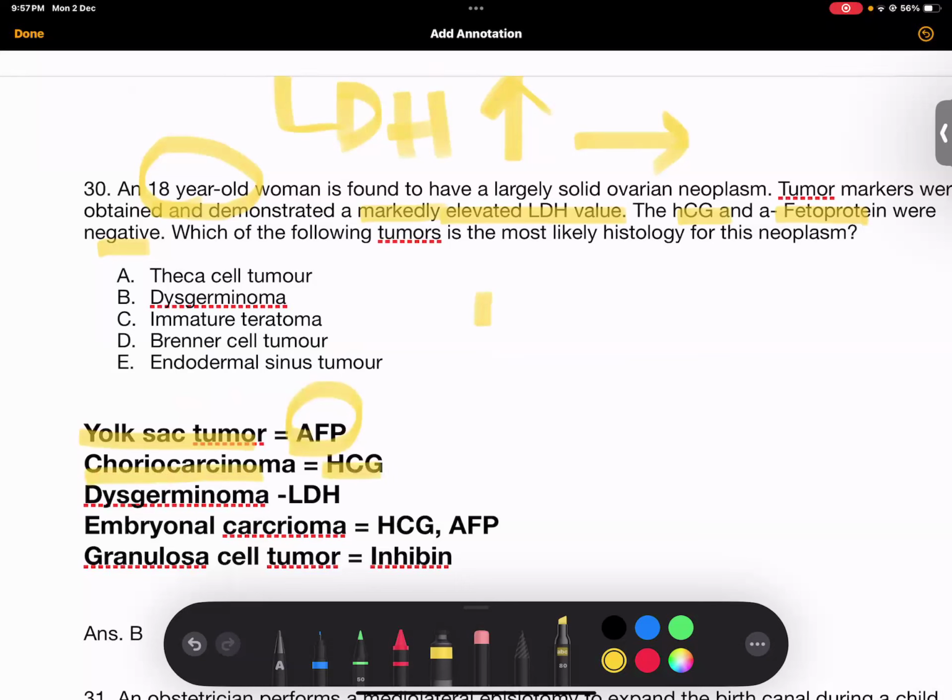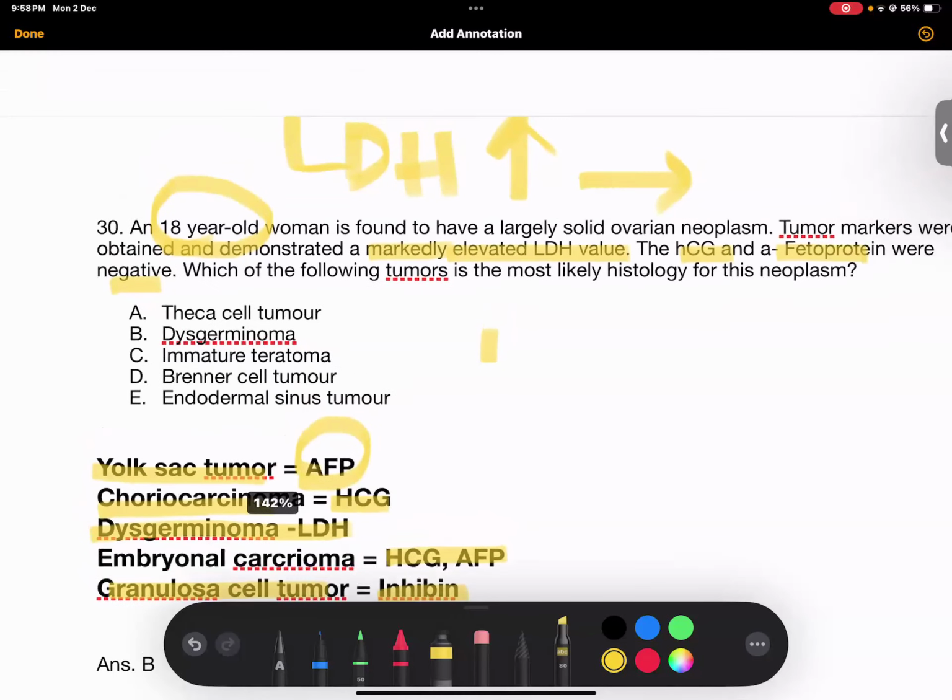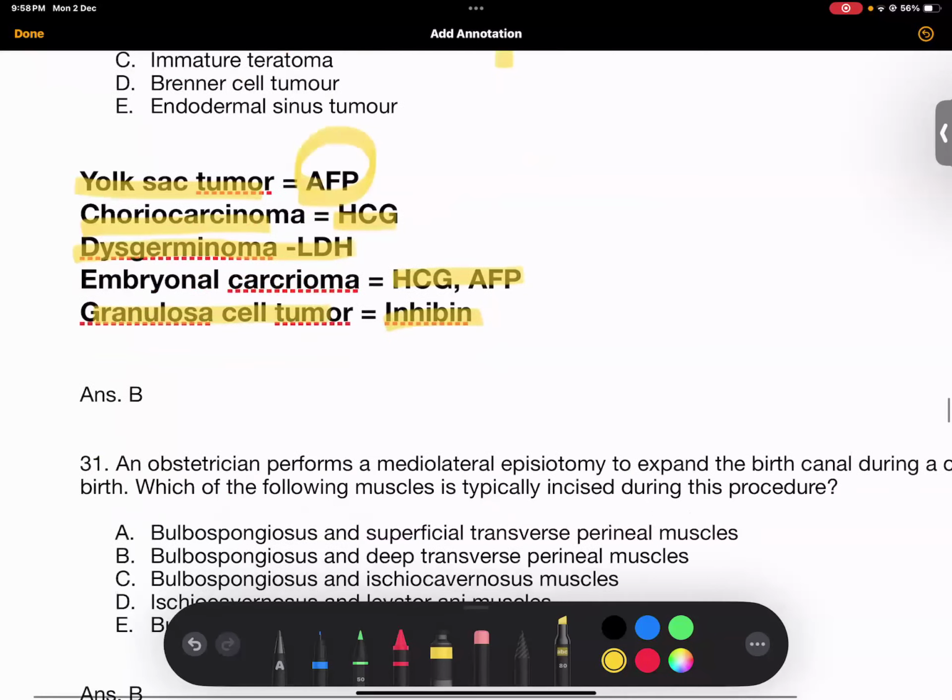Choriocarcinoma, you already know that it is an HCG, and dysgerminoma is your LDH. And the embryonal carcinoma is your HCG and alpha fetoprotein, both can be raised. And granulosa cell tumor, we have inhibin. Okay, so these five things you have to remember by heart. Okay, so coming to the next slide.